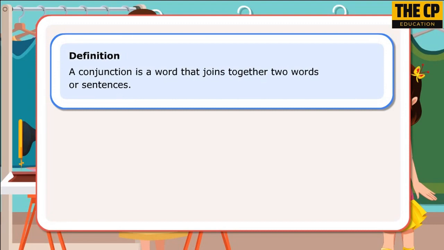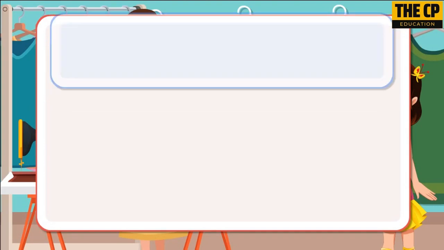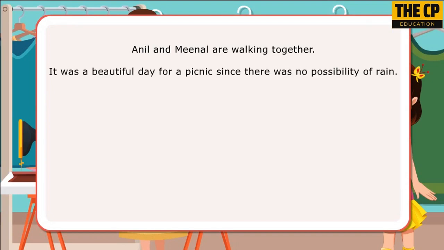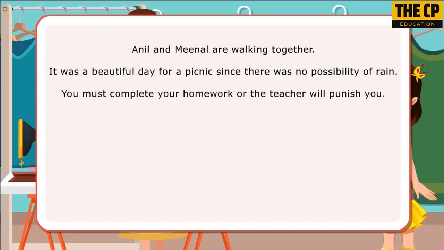Let us look at few sentences. Anil and Meenal are walking together. It was a beautiful day for a picnic, since there was no possibility of rain. You must complete your homework or the teacher will punish you.